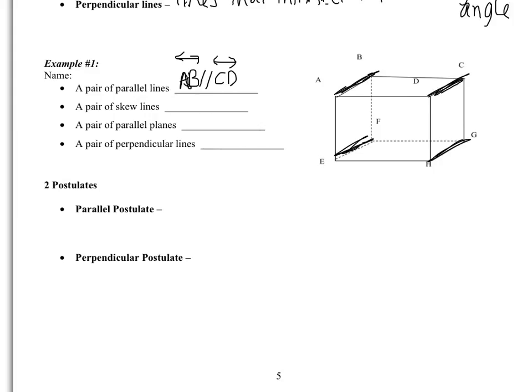Okay, a pair of skew lines. This time AB, there's no skew symbol, but it's going to be skew with FG. So as you can tell, those are not going to intersect, but AB is on this plane up here, and FG is on this plane down here. So they're on different planes, and they won't intersect. Parallel planes would be those two planes that I just drew in. So plane ABC and plane EFG. Remember, you only need 3 letters to name a plane.